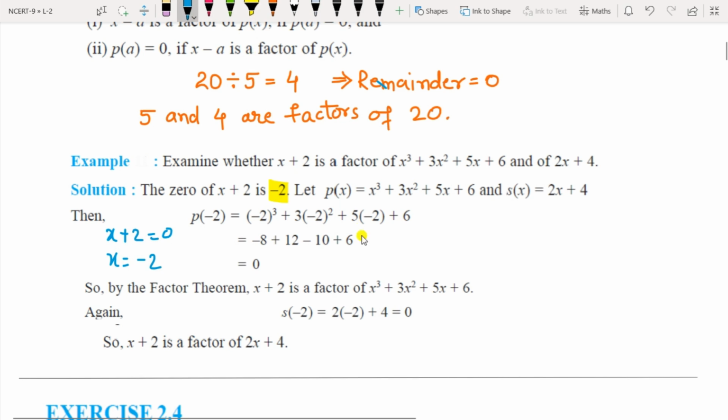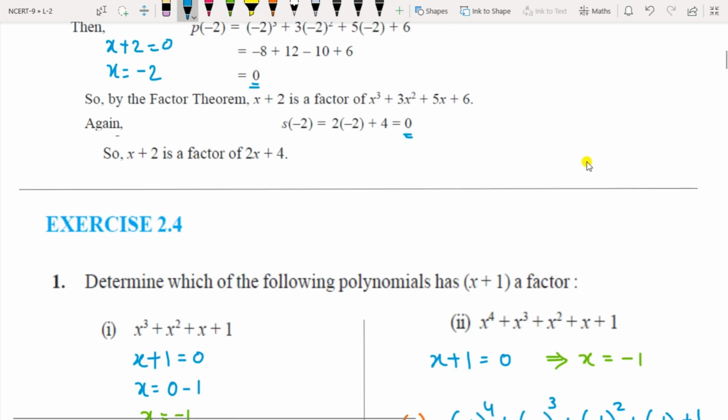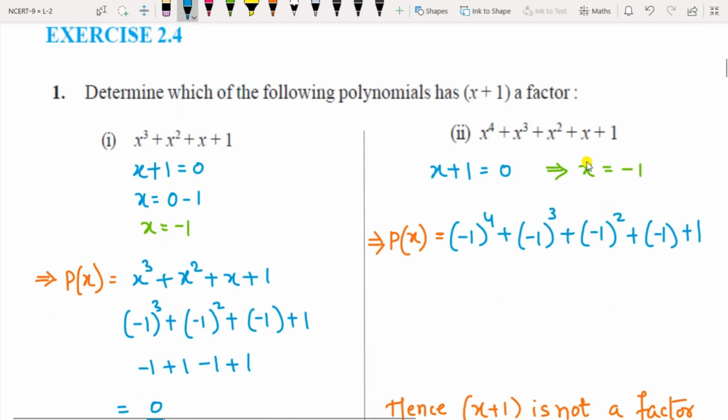Now substitute the value of x in this equation as well as this equation. You should get the answer on solving as 0. See here, you are getting it as 0. On substituting x equal to minus 2 in p(x) and also substituting x equal to minus 2 in s(x), you are getting the answer as 0. So x plus 2 is a factor of p(x) and also of s(x). So this way you have to solve question number 1 of exercise 2.4.